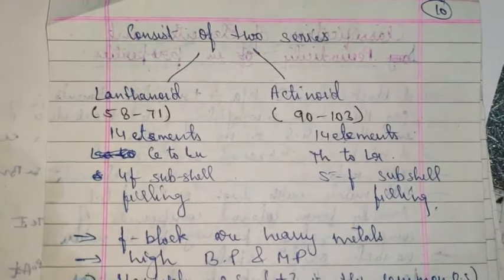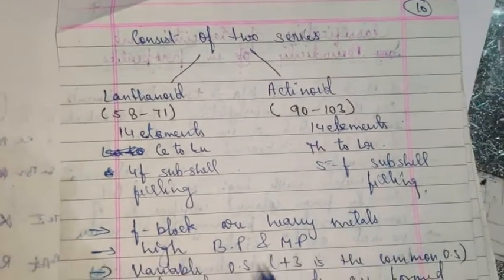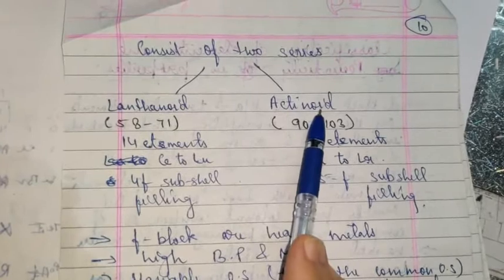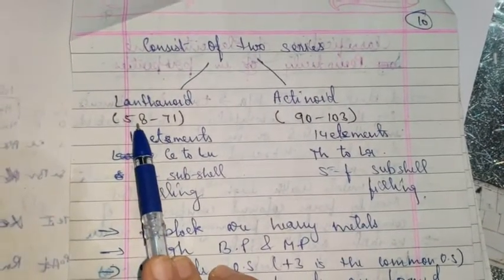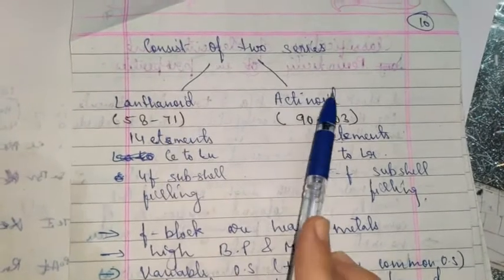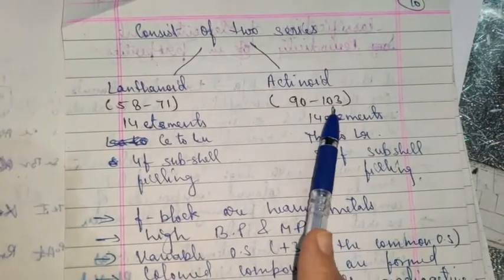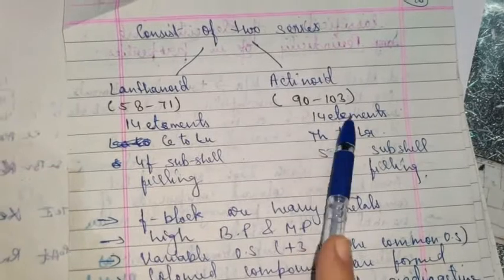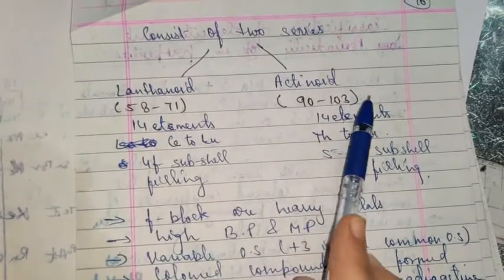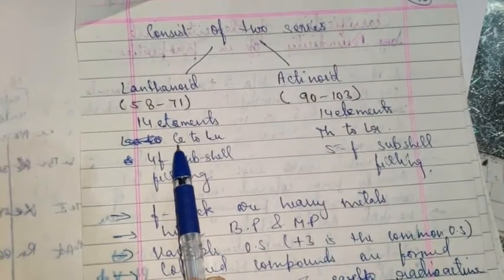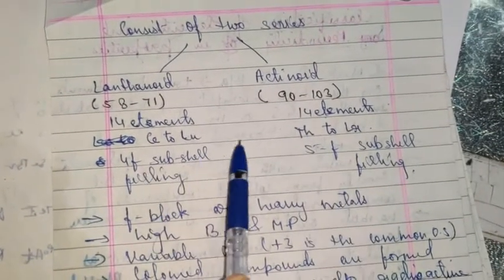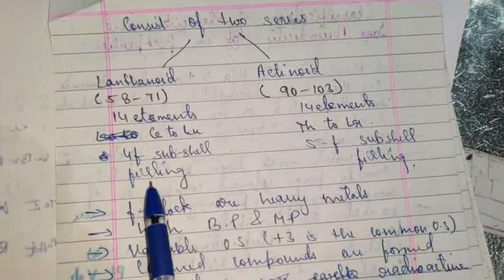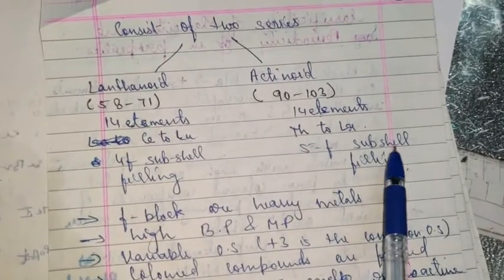As I explained earlier, it consists of two series, the lanthanoid series and the actinoid series. The lanthanoid series starts from atomic number 58 to 71. The actinoid series starts from 90 to 103. There are 14 elements in each of the lanthanoid and actinoid series. It is from cerium to lutetium, and from thorium to lawrencium. It is known as 4f subshell filling, and 5f subshell filling.